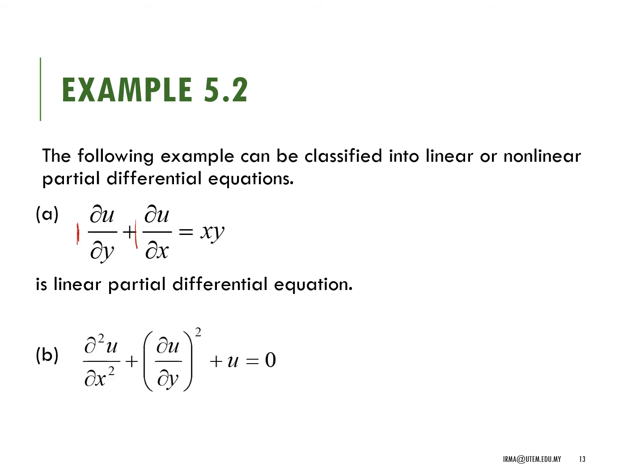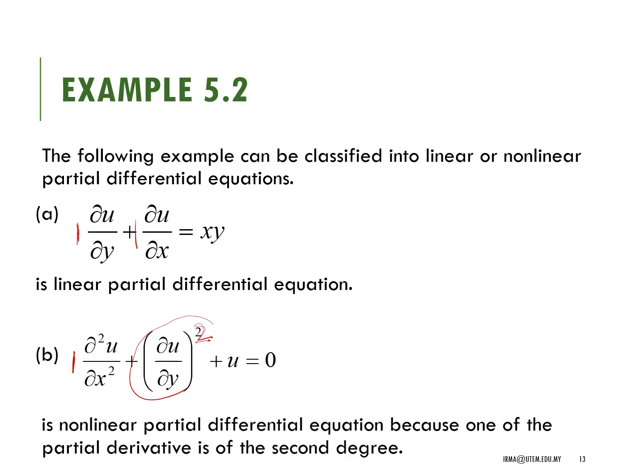Okay, second, we have the equation. The coefficient for del squared u over del x squared is 1, so it's okay. But the second term here, you have squared. So this is considered as non-linear, because it's not in the form of linear. It becomes quadratic.